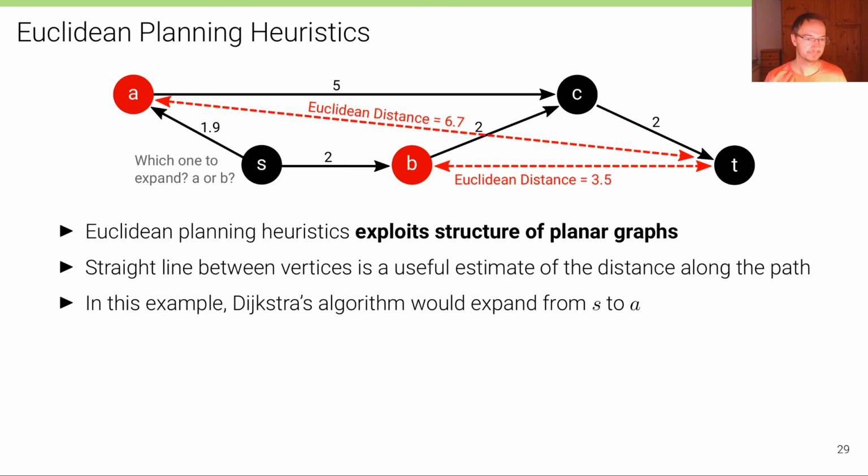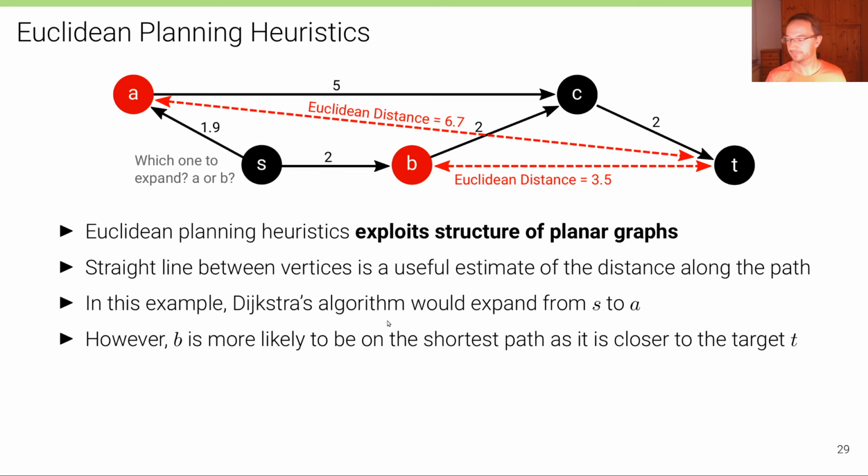Okay, so in this example here, Dijkstra's algorithm would expand from S to A, right? Because 1.9 is smaller than 2. But of course, if we look at the graph, if we want to go from the source to the sink, this is very likely not the optimal way to go. But Dijkstra's algorithm doesn't know that. It doesn't exploit spatial properties.